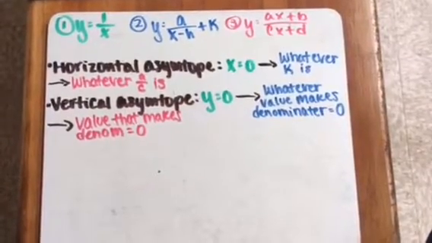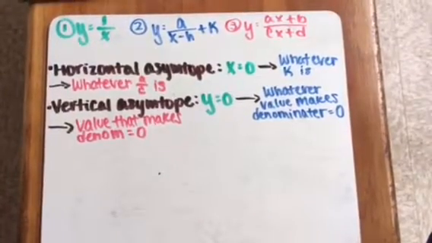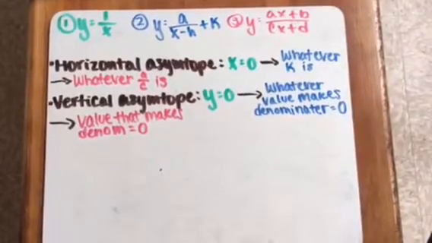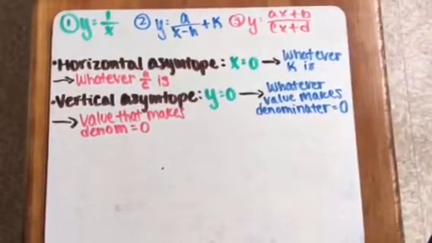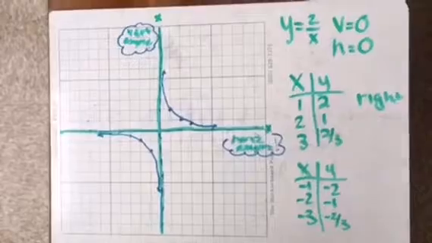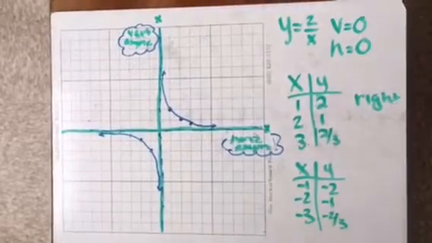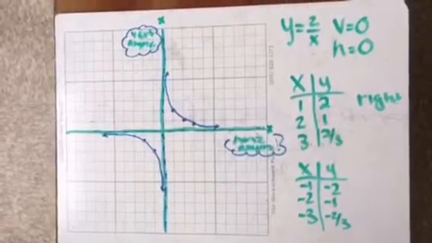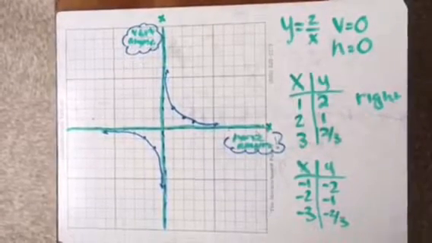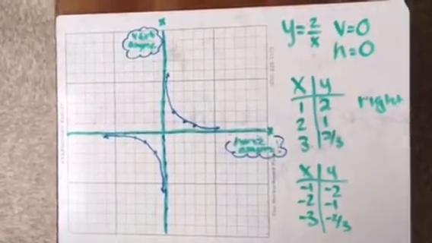To find the horizontal asymptote for this equation, y always equals 0. To find the vertical asymptote for this equation, x always equals 0. An example of an equation that uses the y equals 1 over x formula is y equals 2 over x. Both of the asymptotes equal 0, the vertical and the horizontal asymptotes.